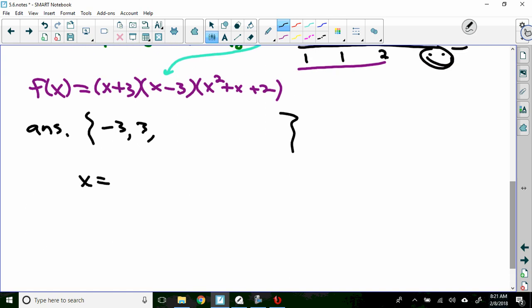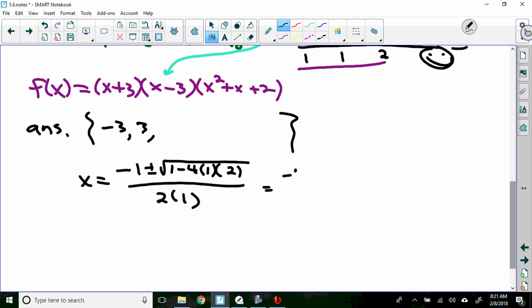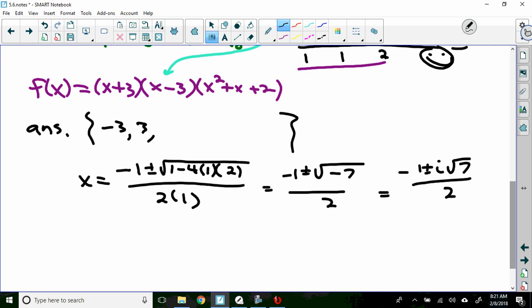So x is -b plus or minus the square root of b squared. B is 1. If I square 1, I get 1. Minus 4 times a, which is 1, times c, which is 2. This is all over 2 times a. So that's -1 plus or minus the square root of 1 minus 8. That's -7. That's all over 2. So this is -1 plus or minus i rad 7 all over 2. And those are my other 2 answers. -1 minus i rad 7 all over 2. -1 plus i rad 7 all over 2.